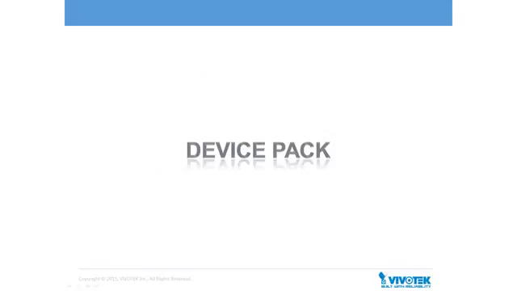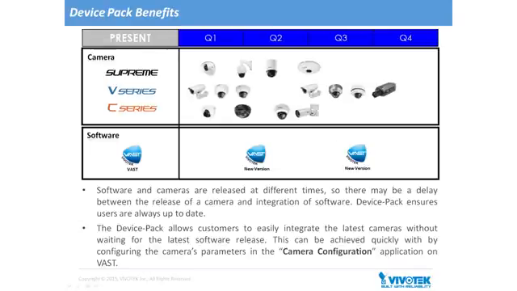Next, we'll talk about the device pack, extremely useful for all users of VAST. Since new software and new cameras are not released at exactly the same time, there may be a delay between the release of a camera and the integration of software. The device pack allows users to easily integrate the newest cameras without waiting for the latest software release and ensures users are always up to date.